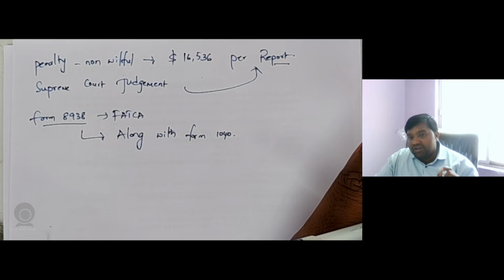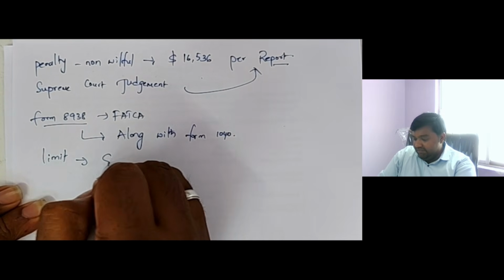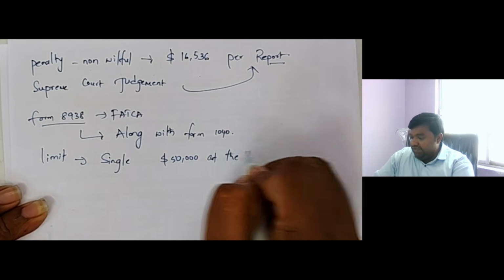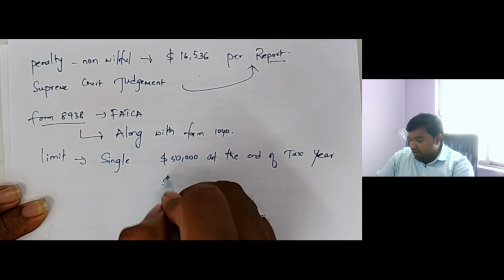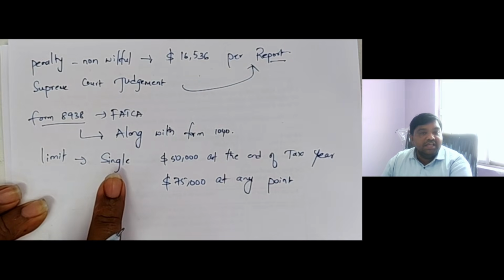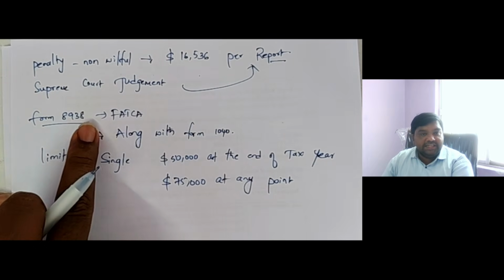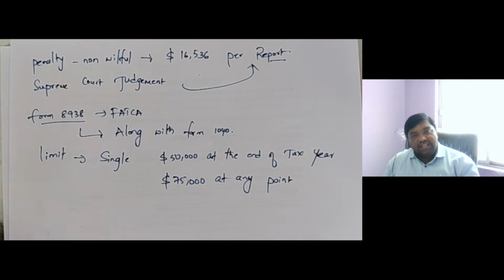Yes, if the limit crosses $10,000, then you have to file FBAR, and the limit we'll discuss for form 8938. The limit for a single person is $50,000 at the end of the tax year, or $75,000 at any point in the tax year. For a single status person, this is the limit. If it crosses this limit, then you have to file form 8938. It automatically crosses $10,000, so you have to file FBAR also.